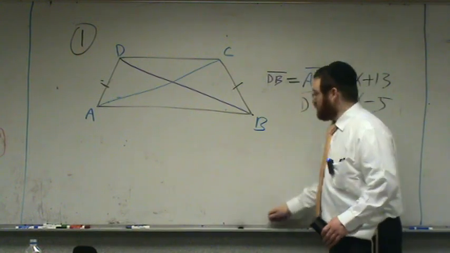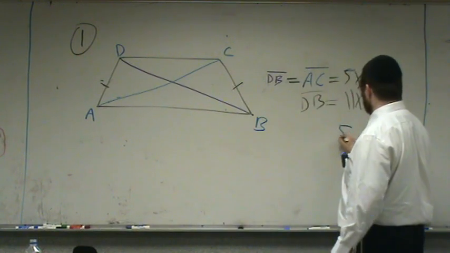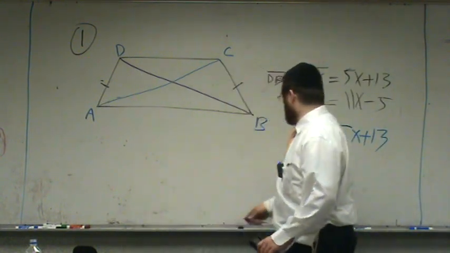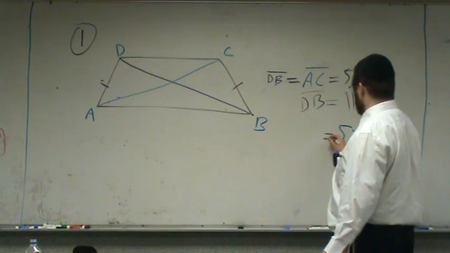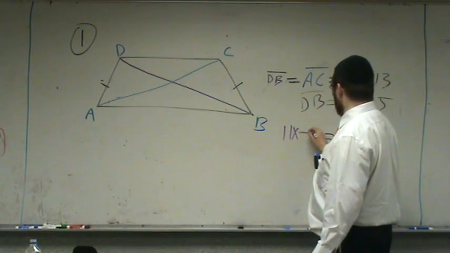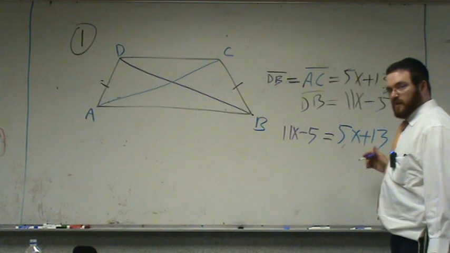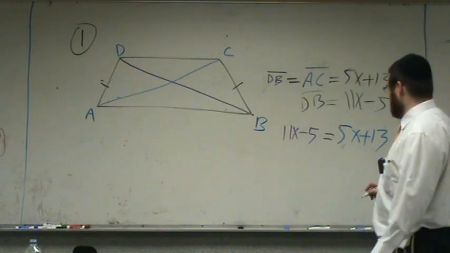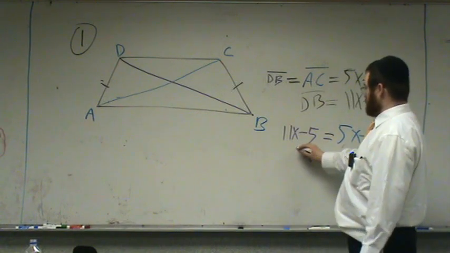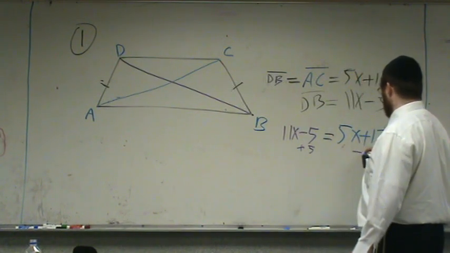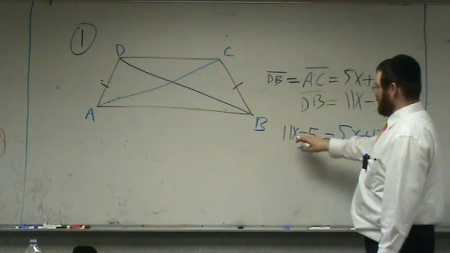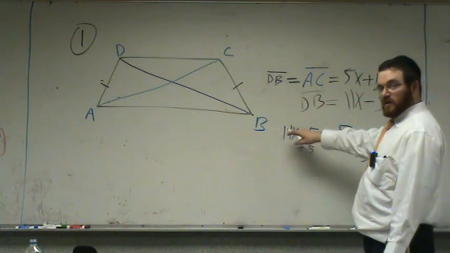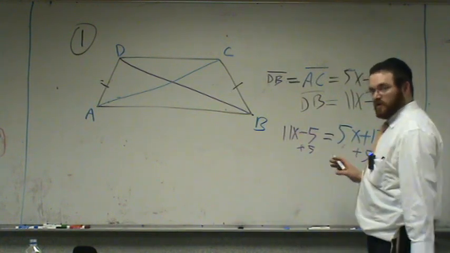AC is 5x plus 13, and that equals DB. What's DB? DB is 11x minus 5. Let's get all the numbers to one side and all the letters to the other side. So we're going to add 5 to both sides to get rid of the negative 5. And also, because you have more letters on the left side, we're getting rid of the numbers. Could have done it the opposite way also.